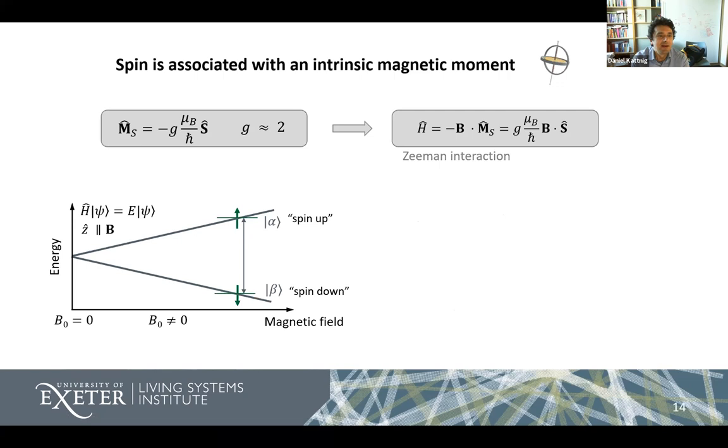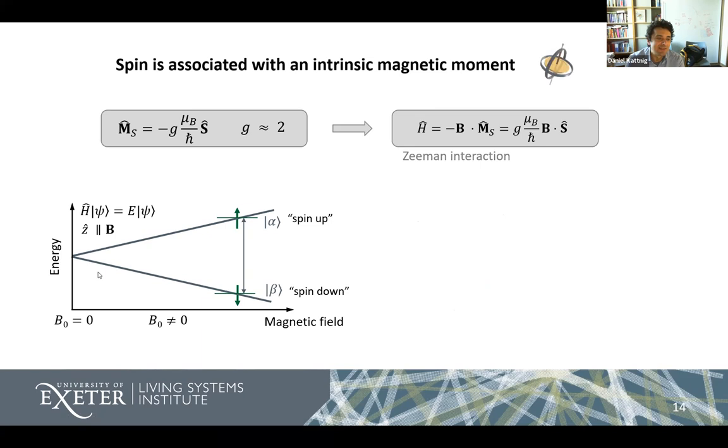Well, good. But let us now try to understand what happens if we put spin in a magnetic field. And this was already discussed by Clarice as well. That is, we observe the Zeeman splitting if we put a spin in the magnetic field.